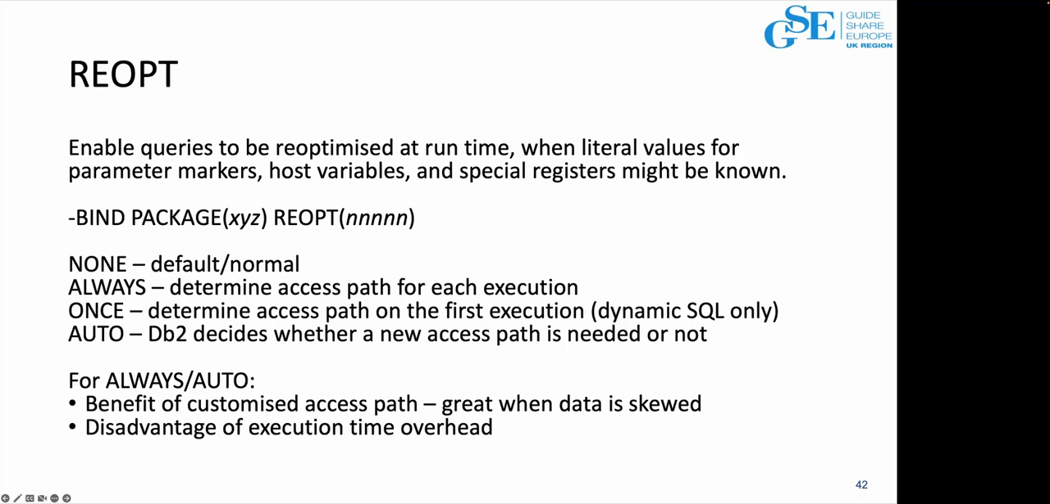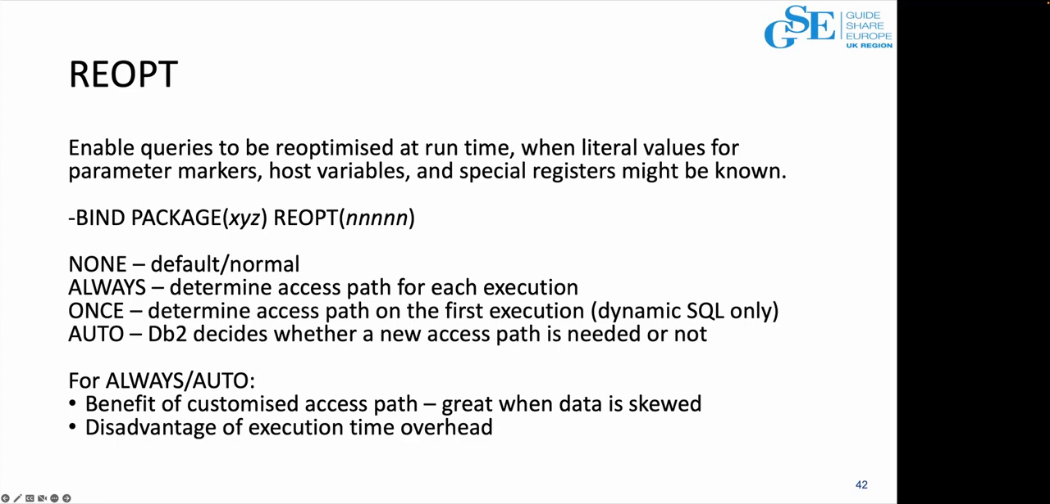REOPT is another bind parameter which enables queries to be reoptimized at runtime. This means that the statement is reoptimized when the literal values for the predicates are known. The default or normal setting is NONE. If you choose ALWAYS, then as you might have guessed, the access path is determined for every execution of the statement. The option ONCE is applicable to dynamic statements, and it reoptimizes on just the first execution, and then that access path persists until that statement is invalidated or it needs to be prepared again. For AUTO, you let DB2 decide if a new access path is needed or not.